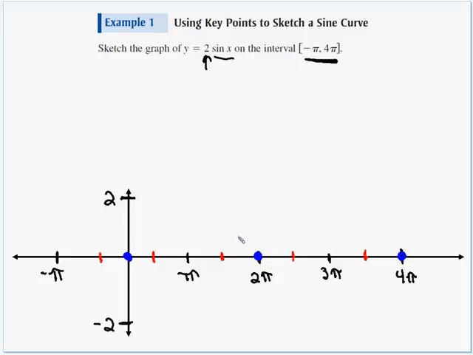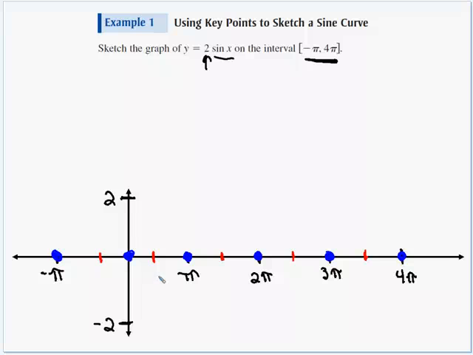Also, in between the start of the period and the end of the period, the sine wave crosses the x-axis again. So we are going to cross at pi, and in between 2 pi and 4 pi, we're going to cross again at 3 pi. And on the negative side, we're going to cross at -pi. The blue dots are the x-intercepts. And in between the x-intercepts are our peaks and valleys.